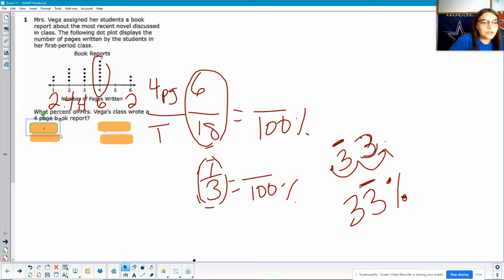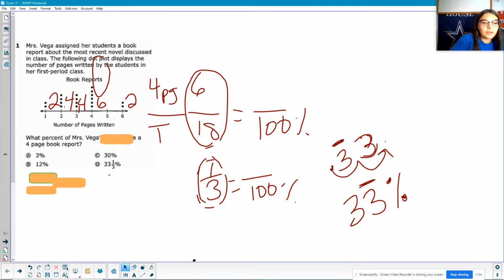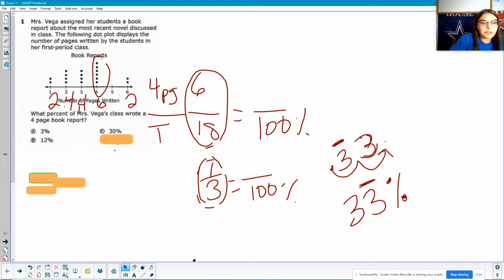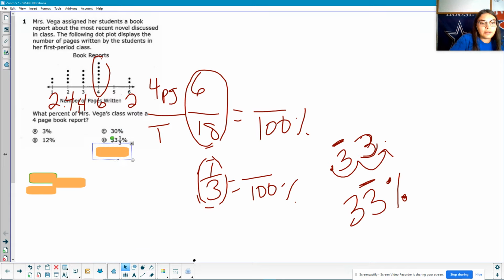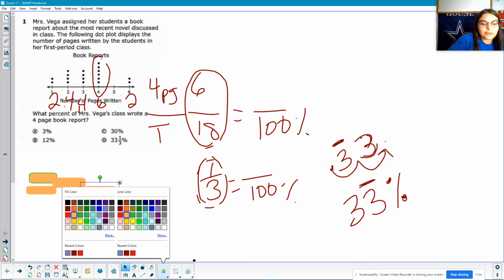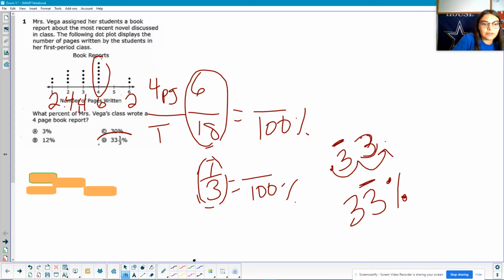So first one, you have 3%, nope. 12%, not even close. 30%, close. That's my maybe so far. Oh, and I just moved the whole picture. And the last one is 33 1/3%, which is our answer. So I'm going to circle that one. So our answer is D. Okay, next one.